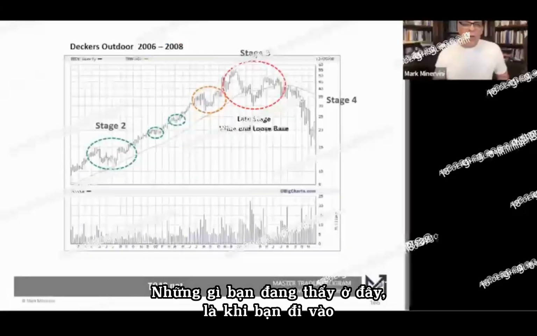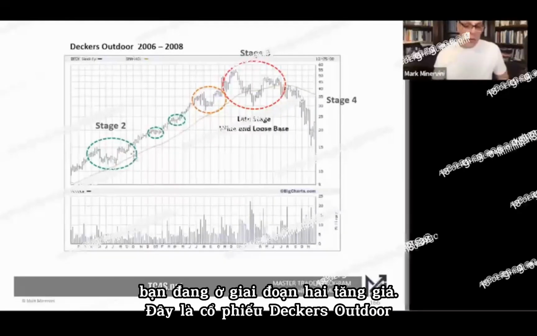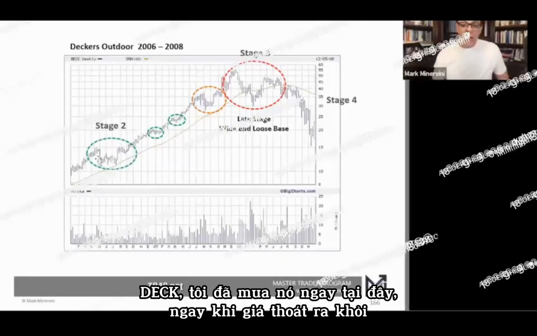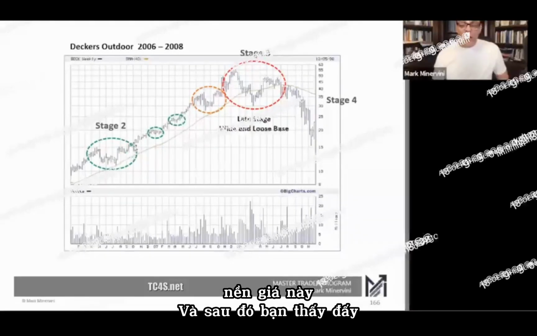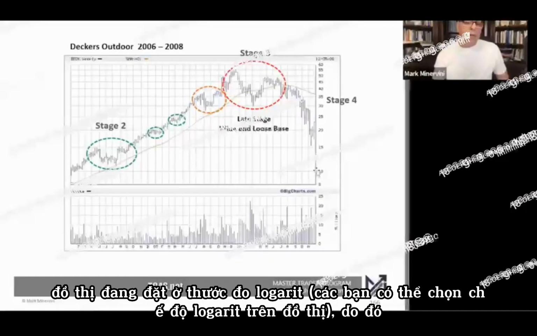Where you'll see this too is when you get into later stage bases. So you'll get the VCP, you'll be in a stage 2. This happens to be Deckers Outdoors, DECK. I was buying it right here, coming out of this base. And then you see it made a very orderly move up. And this is a logarithmic scale.